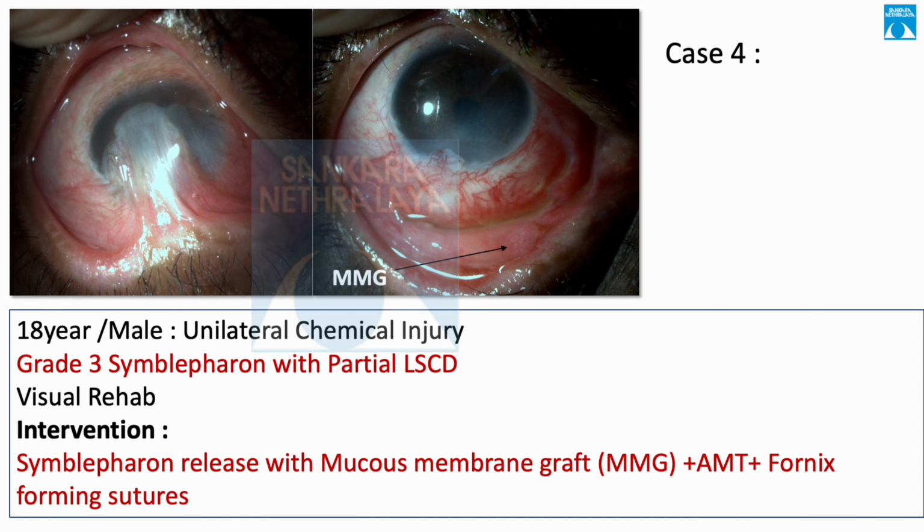Another patient, a case of a unilateral chemical injury, a grade 3 symblepharon with a partial LSCD. Again, if you see, the superior limbus appears intact. The patient was keen for visual rehab. The symblepharon was occluding the visual axis.